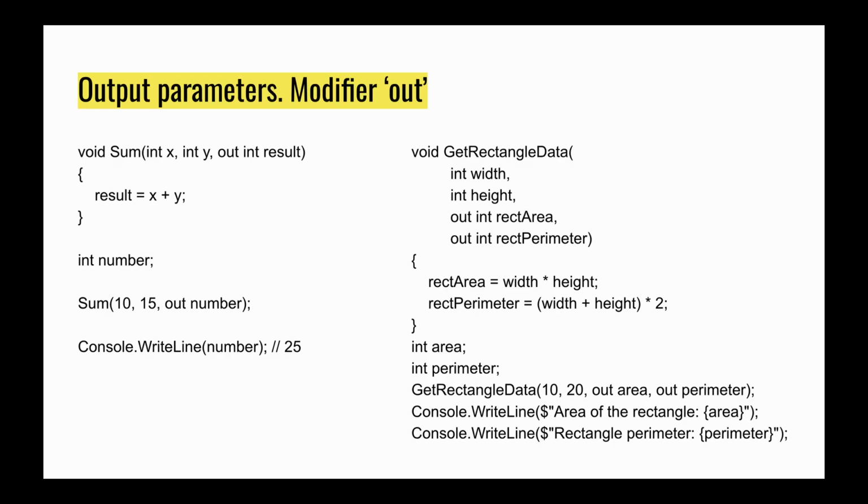Output parameters. Modifier out. Above we used input parameters. But the parameters can also return values. To make an output parameter, put the out modifier in front of it. Here, the result is returned not through the return statement, but through the output parameter result. Also, note that methods that use such parameters must obligatorily assign a value to them. We need such parameters so that we can return not only one value from the method but several.